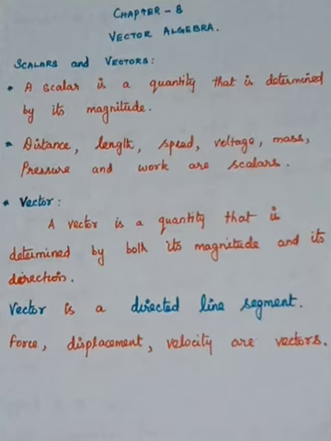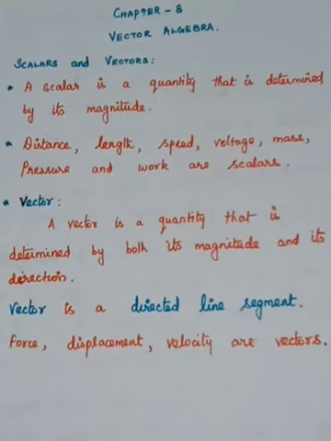Good morning, students. Chapter 8, Vector Algebra. In this chapter, we are going to deal with vectors and algebraic operations on vectors. That is, addition, subtraction, scalar multiplication, or multiplication of two vectors. So, all those things we are going to see in this chapter. It's a very important one.